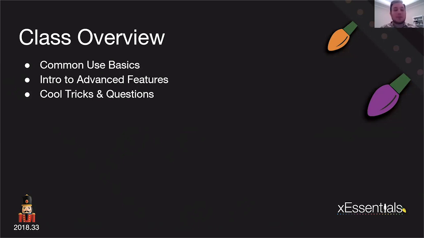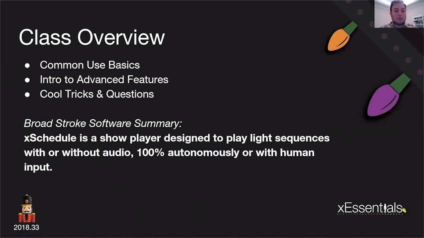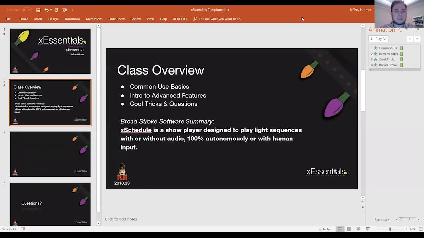So to get started right into it, for those who are brand new to this and are wondering what we're talking about, broad stroke summary. xSchedule is a show player. It is designed to play light sequences with or without audio, 100% autonomously, or with human input. That is extremely broad, but it's intentionally broad to say that xSchedule has a lot of features and can be used in a variety of different formats depending on your need. So with that, let's dive right into the software.